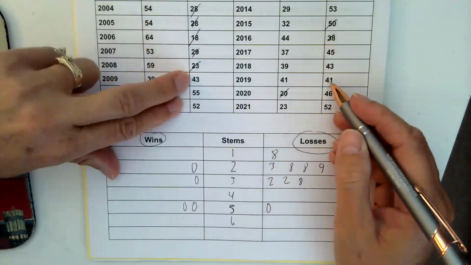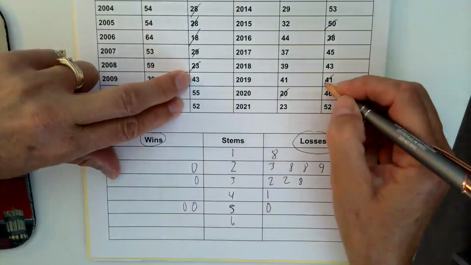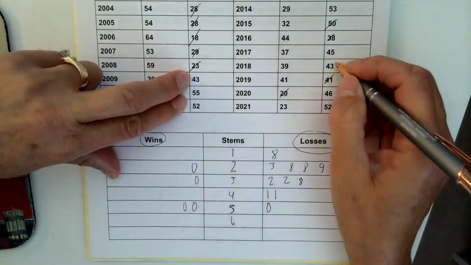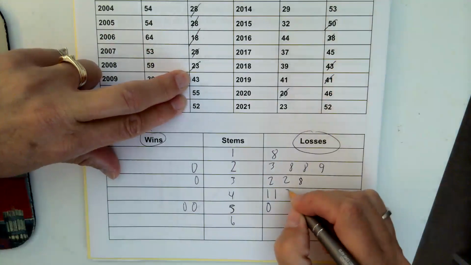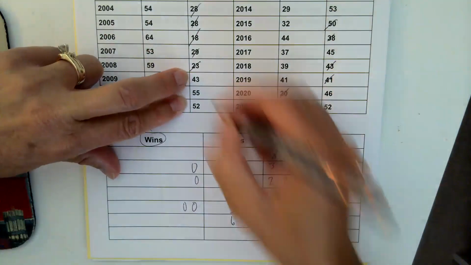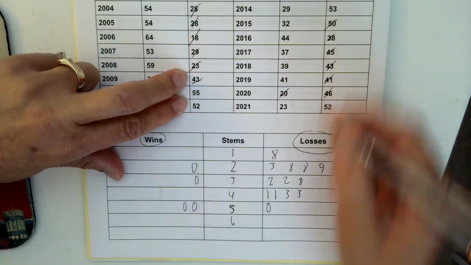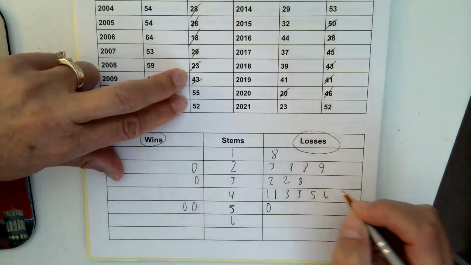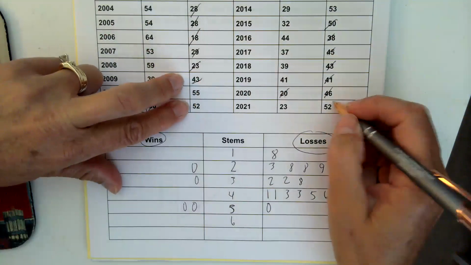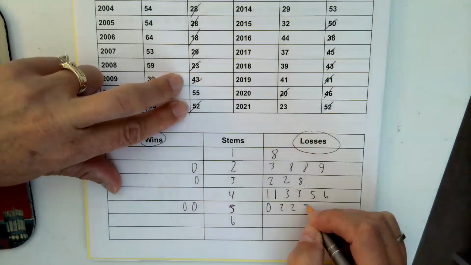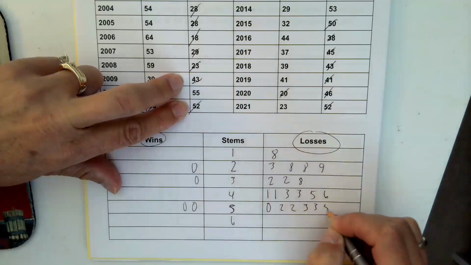And then we go to the 40s, the lowest one is a 41. There's 2 of those. And then there's 43. And then another 43 here. And a 45 and a 46. And in the 50s, there's 2 52s, a 53, 53, and 55.